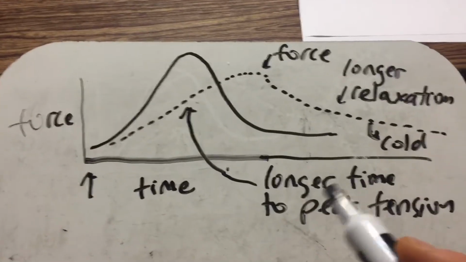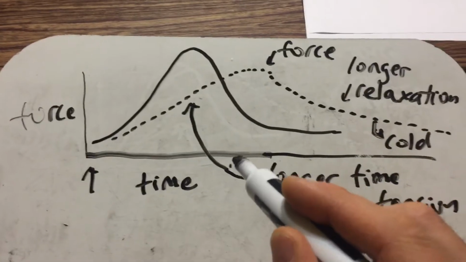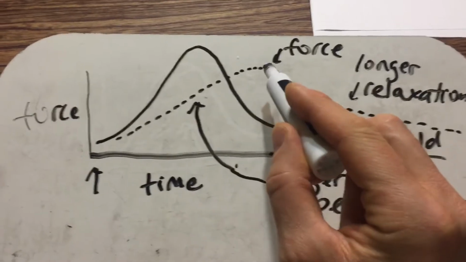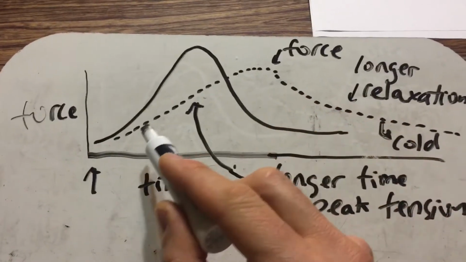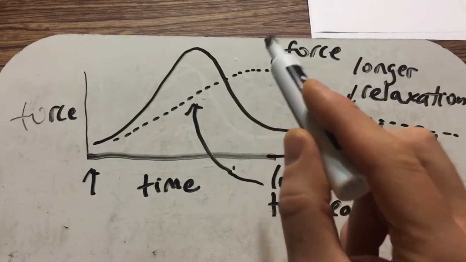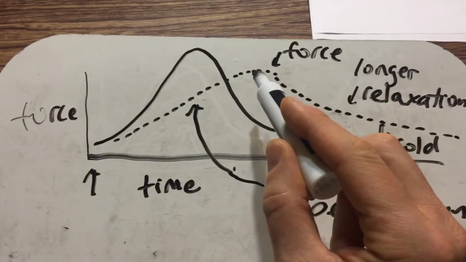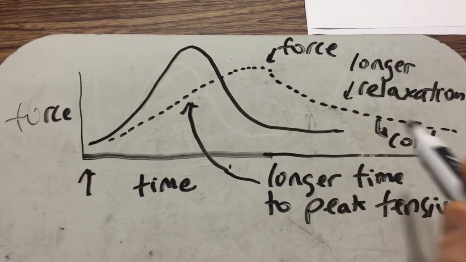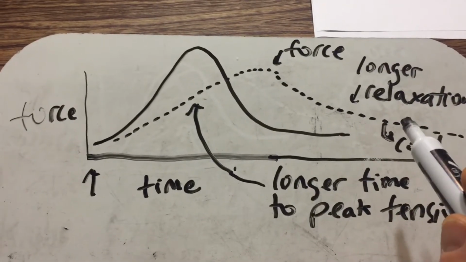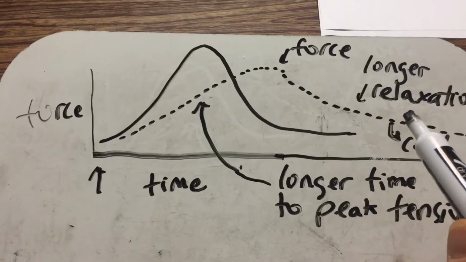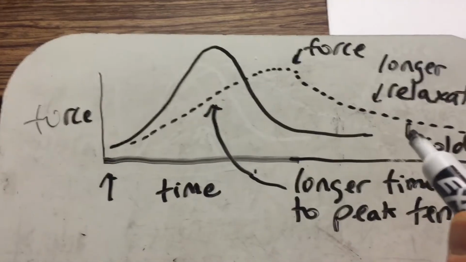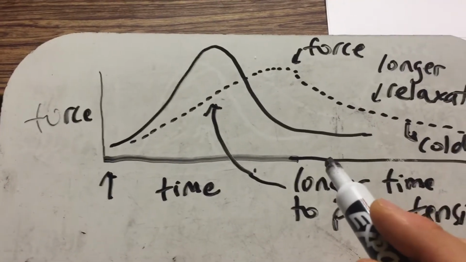So just a reminder of what's happening inside the muscle to cause these changes. The longer time to peak tension would be caused by a slower actin-myosin binding. The lower force output would be caused by a weaker actin-myosin binding. And then the longer relaxation time would have to do with a slower pumping of the calcium back into the sarcoplasmic reticulum after contraction. So that was the effect of cooling from both papers on the twitch properties of the muscle.